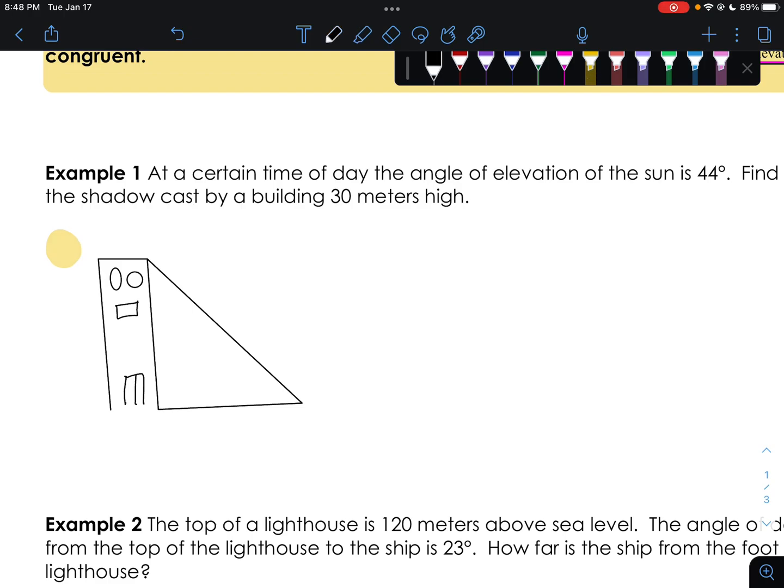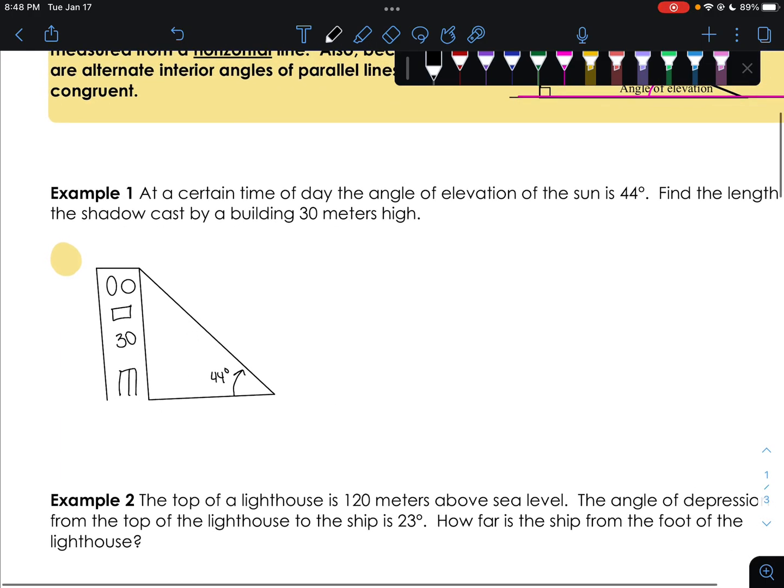What we know is that our building is 30 meters high, so this entire length right here is 30 meters. We know that the angle of elevation of the sun is 44 degrees, so from the ground it goes up, and that is 44 degrees. And we want to find the length of the shadow. The length of the shadow is going to be this distance right here.